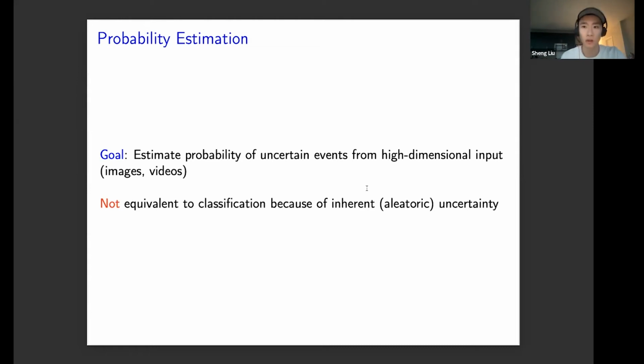First of all I will explain what the probability estimation problem is, and then why and how early learning happens in this problem.